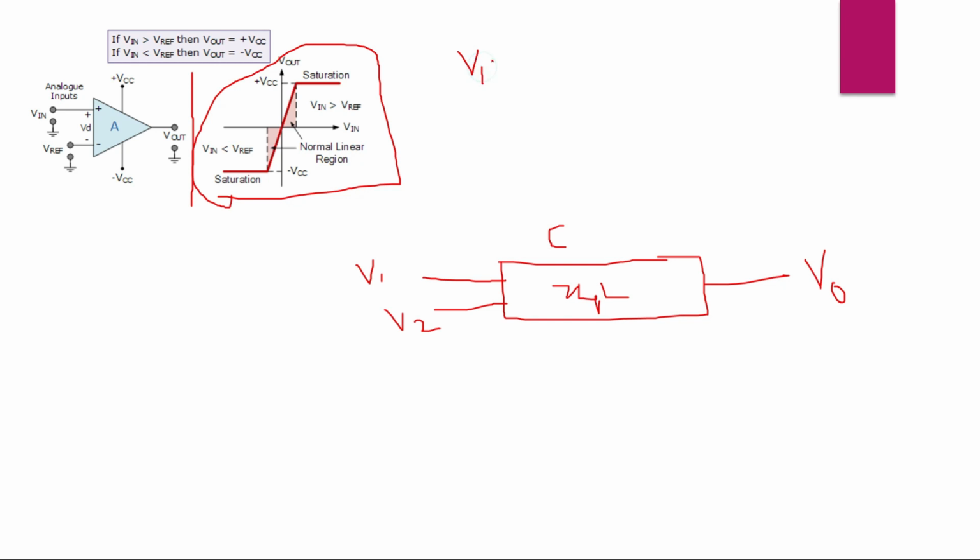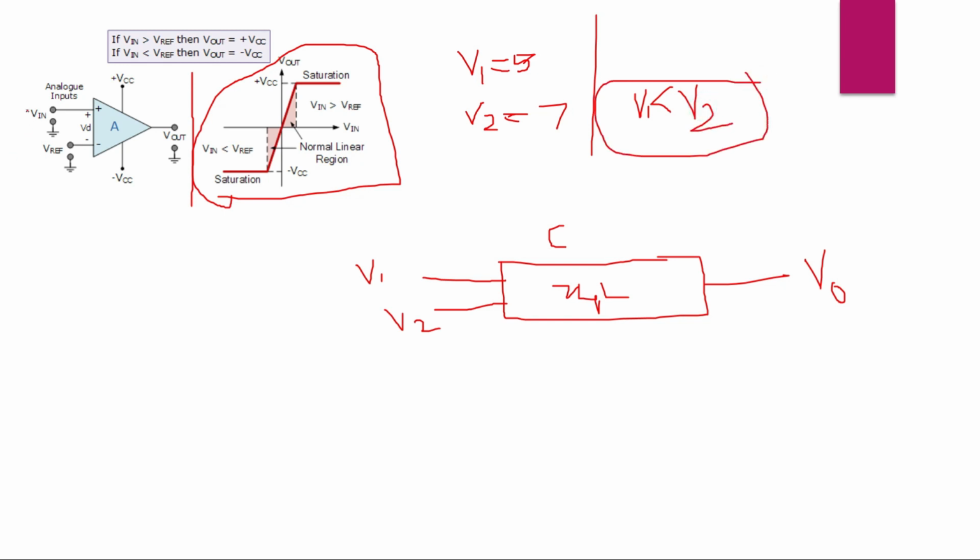Suppose you take V1 equal to 5 volts. Let us consider V2 equal to 7 volts. Then V1 is less than V2, right? So if you consider this as 7 volts and this as 5 volts, the non-inverting voltage is higher compared to the inverting voltage.